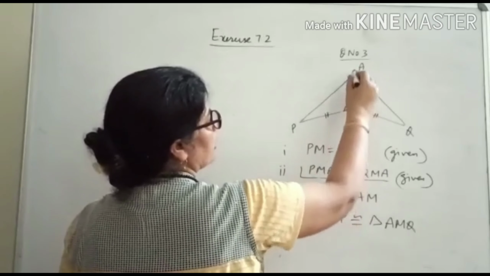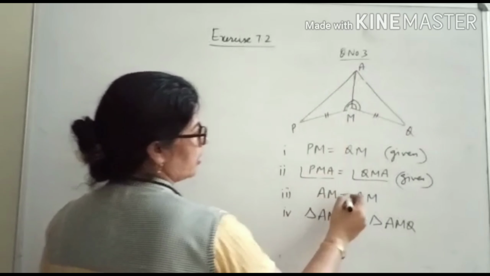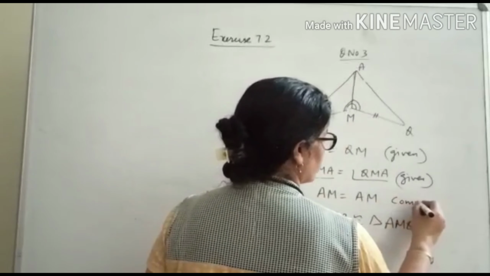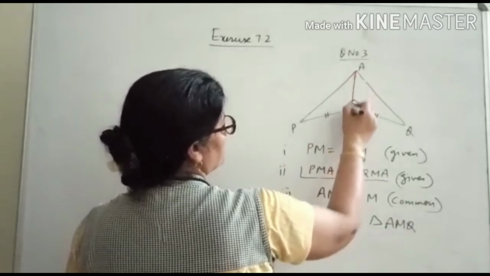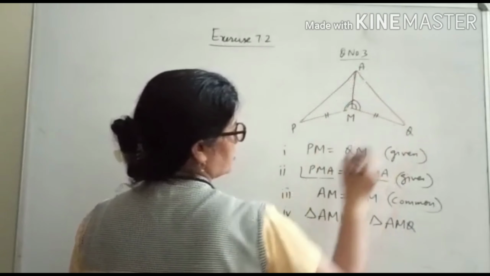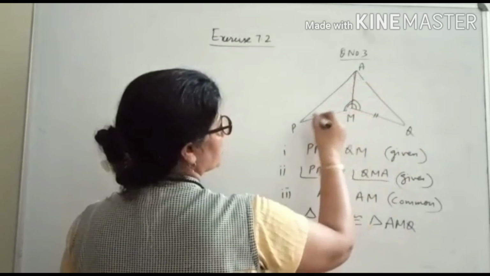AM is equal to AM. AM is coming in this triangle also. AM is equal to AM, common. So triangle AMP is congruent to triangle AMQ. By what condition? Side, angle, side.